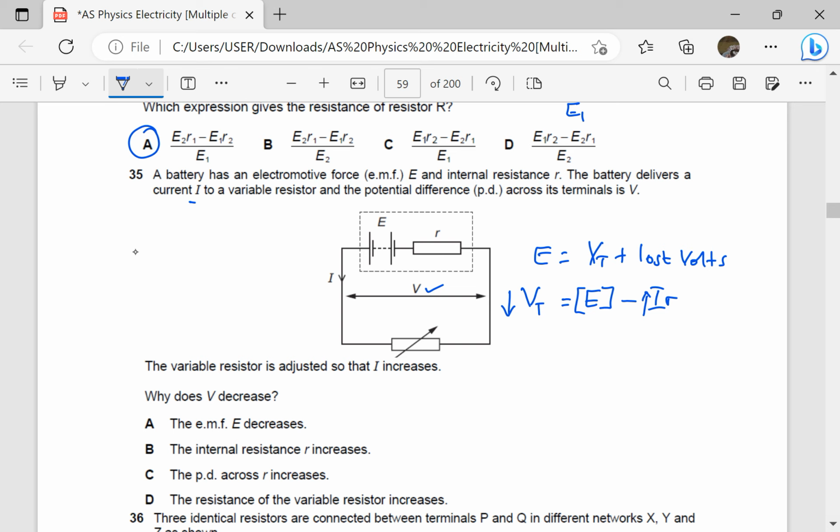So if the lost volts increases, the variable resistance is adjusted so that I increases. Why does V decrease? A. The EMF decreases? No, that is not true. The EMF is constant. B. The internal resistance r increases? It may not be increasing, it may be constant. C. The PD across r increases, that is, the lost volts increases, so the answer is going to be C.